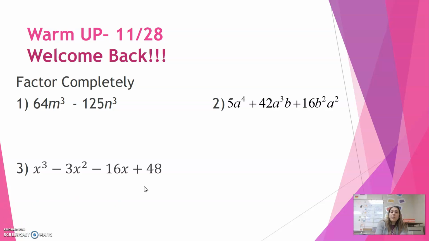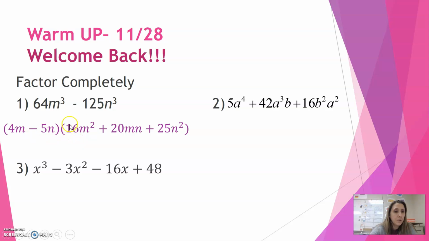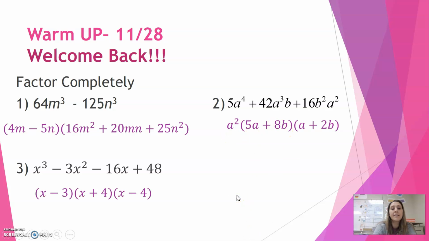Okay, so hopefully when you were doing these, you saw that the first one was a difference of two cubes. So this would be your final answer. Make sure that you did that. This was a GCF, and then you needed to do box and diamond because you ended up with a trinomial. And this was, you ended up with doing the box for factor by grouping, and then there was a difference of squares. So hopefully you got that.